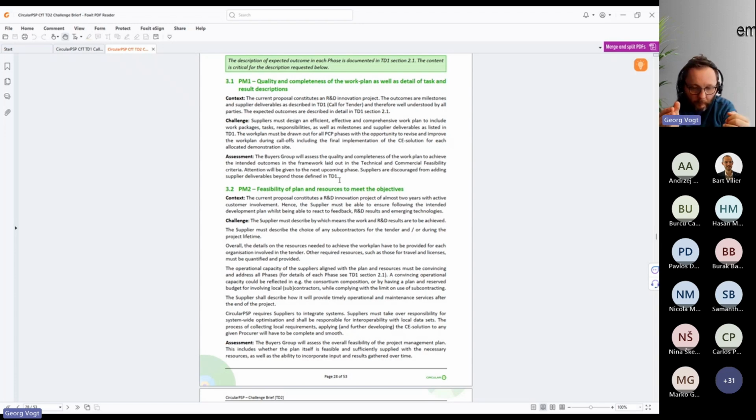Phase 2, there will be prototype testing. Obviously, we will provide you with a testing framework, which will then describe how we assess whether your solution performs or not. Here, whether a solution is efficient is more described by table 1 in TD1 than by the challenge brief.